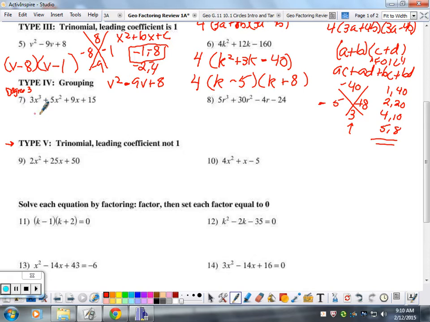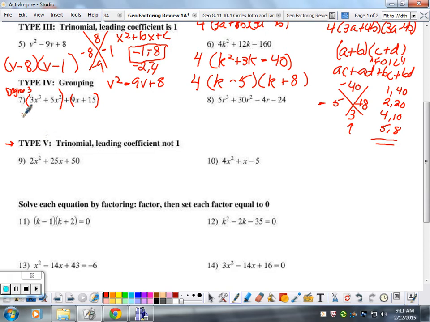So you need to do that for grouping. And then I remember this as group, group, factor, factor. So you're going to group, then you're going to factor each of these separately. So you'll look at this guy and you say, geez, is there a greatest common factor here?